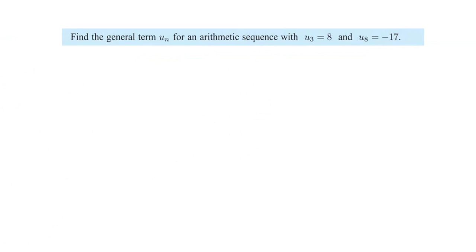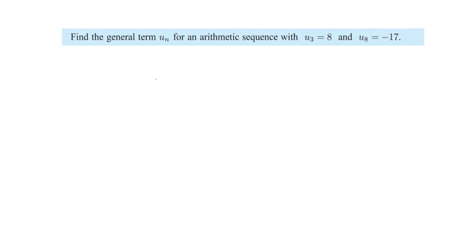So in this particular scenario, we've got to find the general term un. So we're looking for a formula here, right? But we know some stuff. We know that the third term u3 is 8, the eighth term is minus 17. So the best way of doing this, if we're going to find a general term, we're going to need to find u1 and d. So let's start by writing these in terms of u1 and d.